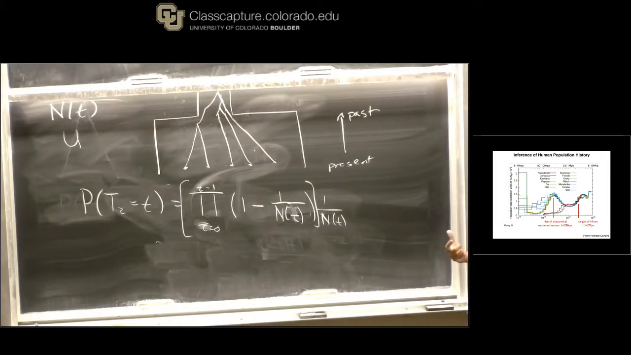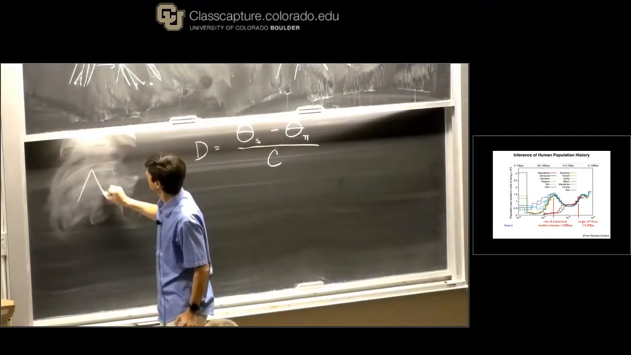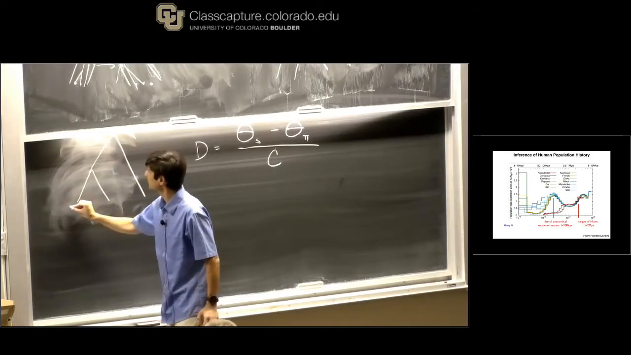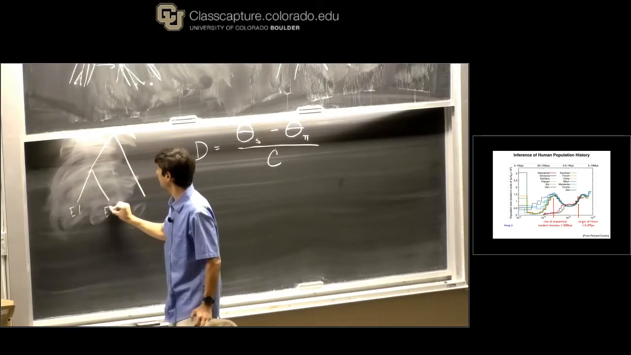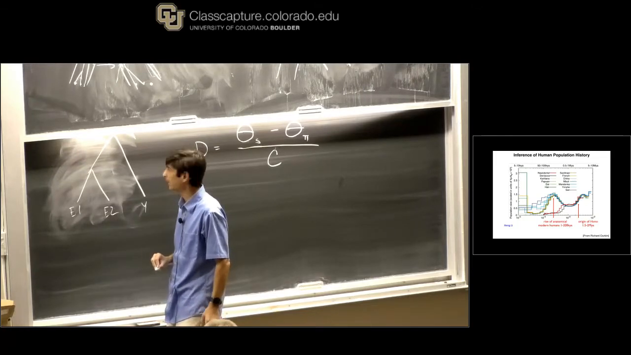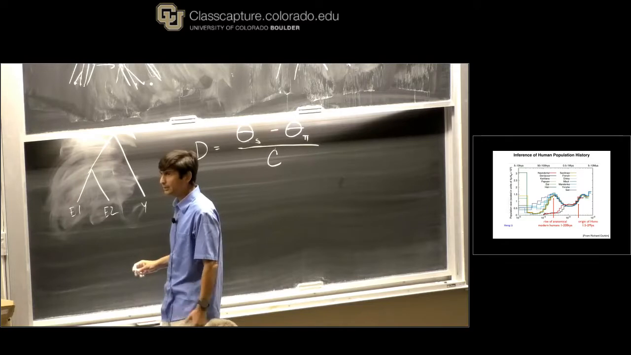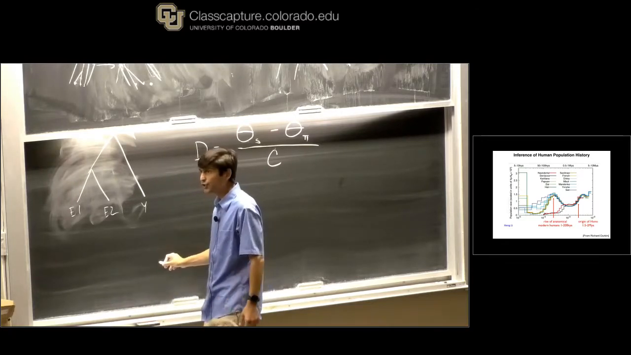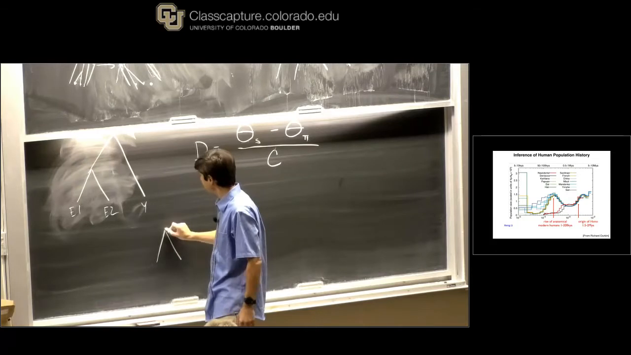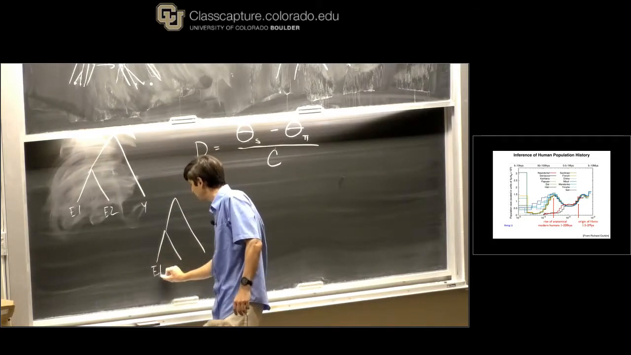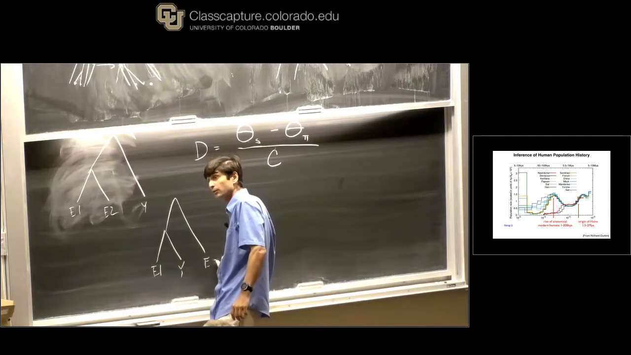In those regions of your genome, basically what that's showing is, let's say that I were to sequence two Europeans and a Yoruban. In most of the genome, the tree will look like this: European 1, European 2, Yoruban, okay? But occasionally, you'll get some region of the genome where the tree will instead look like this: European 1, Yoruban, European 2.